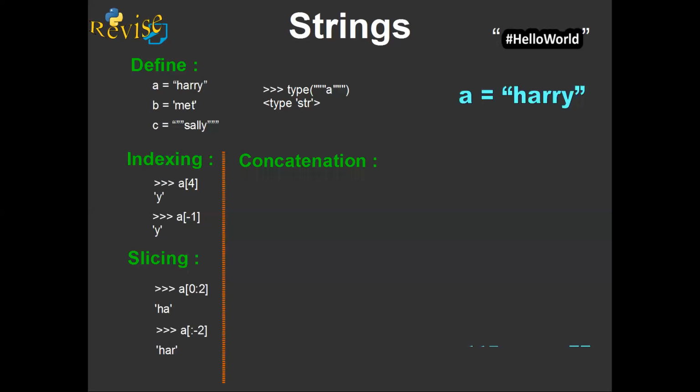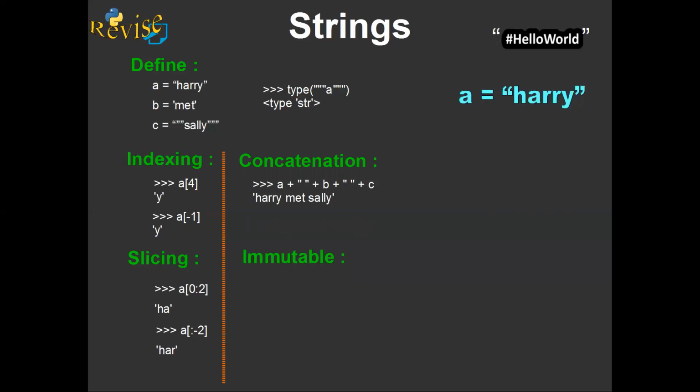Then we'll talk about concatenation. You can concatenate strings. The simplest way is to use the plus operator, a plus b plus c. So Harry met Sally. That's what we define here: a is Harry, b is met, c is Sally. I'm concatenating all three using a space in between. So we get Harry met Sally.